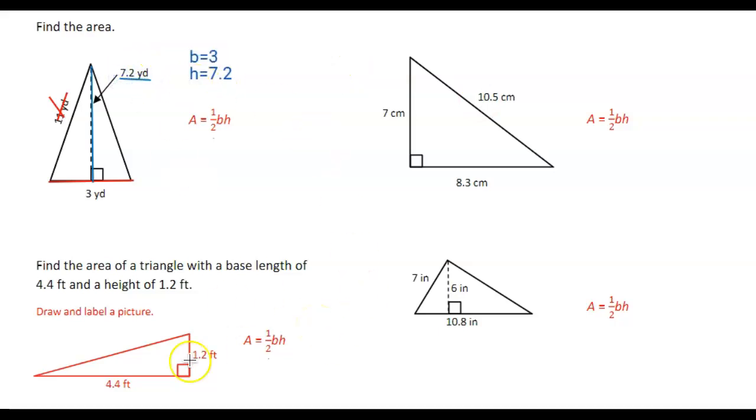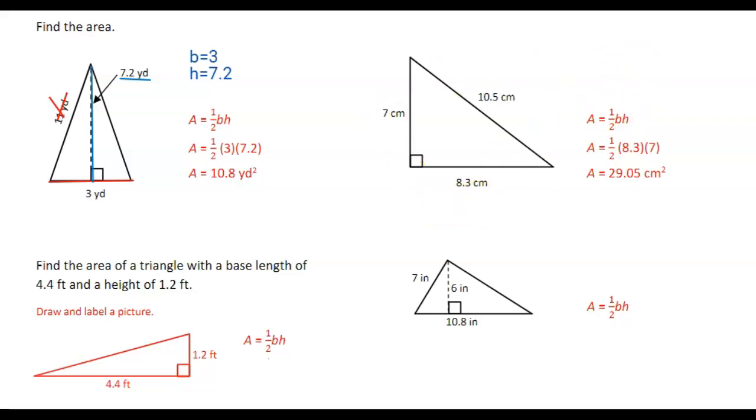Pause the video. I want you to finish this problem, and then I want you to go ahead and do this problem. When you've answered both of these problems successfully, resume the video and check your work. Okay, go ahead and check your answers. For this first triangle, you should have had an area of 10 8/10 yards squared. Make any corrections that you need to make.